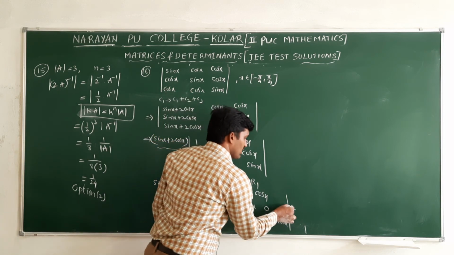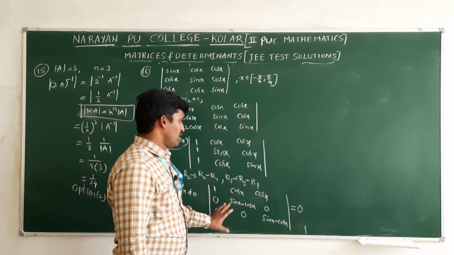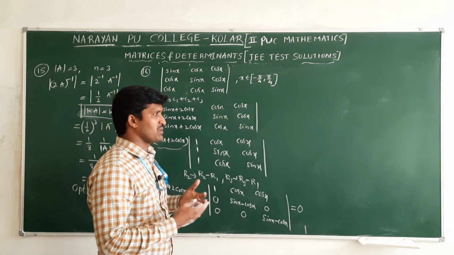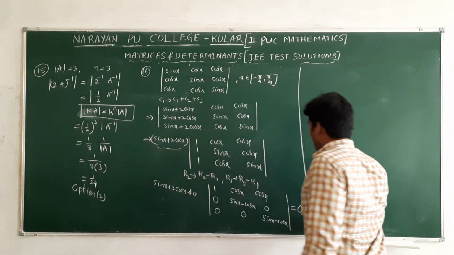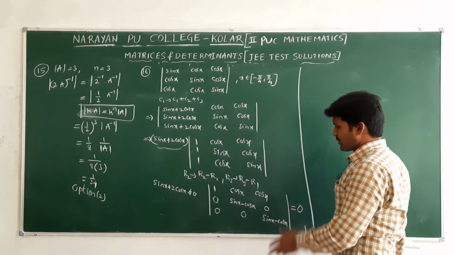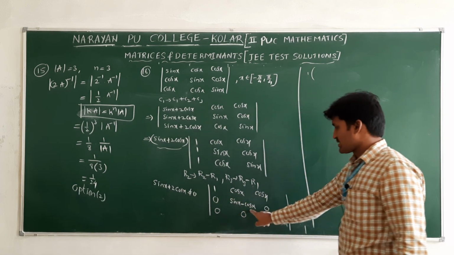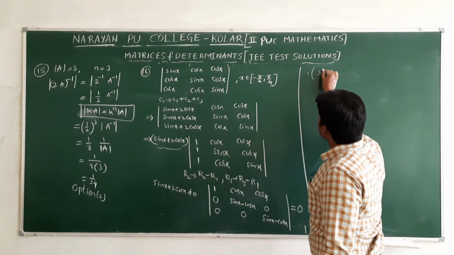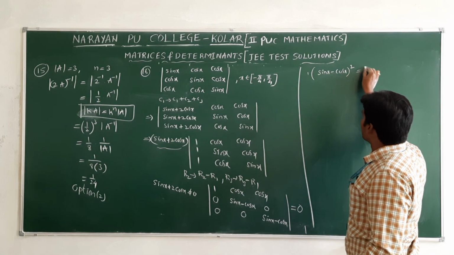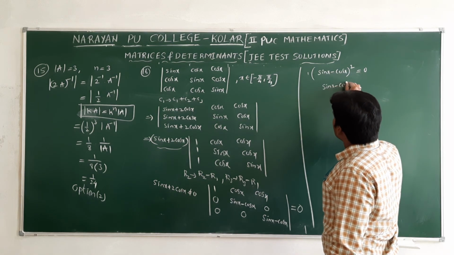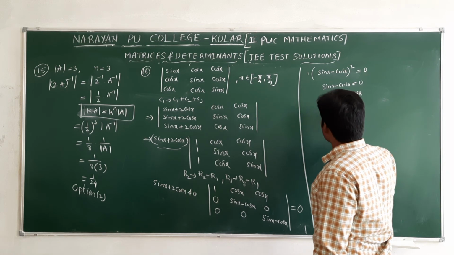Now, to get the factor we take it equal to 0, because they are asking at what value of x this has a root. Root means solution: if you substitute that x value, this determinant value needs to be 0. If we expand along C1 or R3, no problem. Along C1 I'll expand: 1 into, deleting row and column, sin x minus cos x into sin x minus cos x, that is (sin x minus cos x) whole square, remaining all values are 0, equal to 0. Taking the square root, sin x minus cos x is 0, sin x equals cos x.